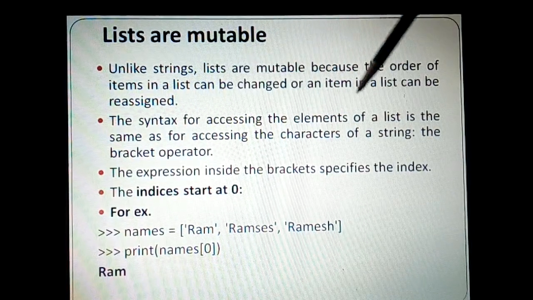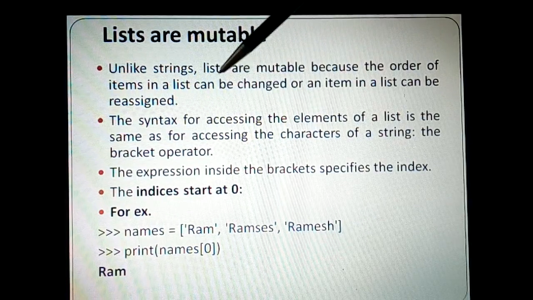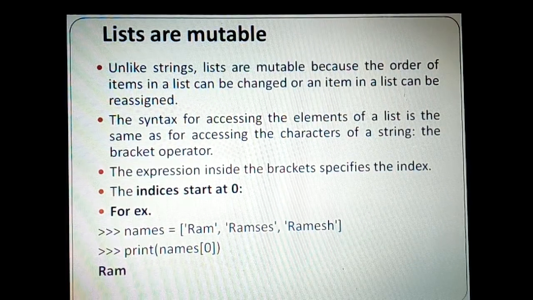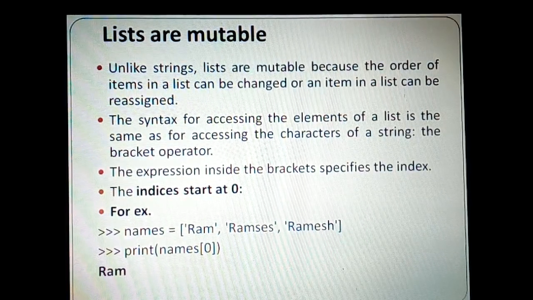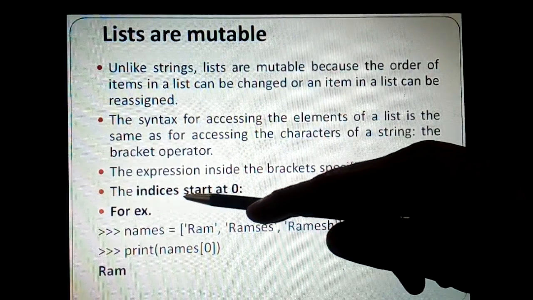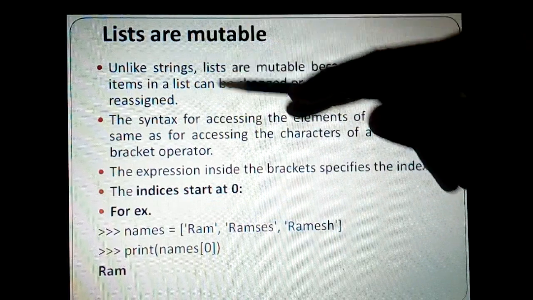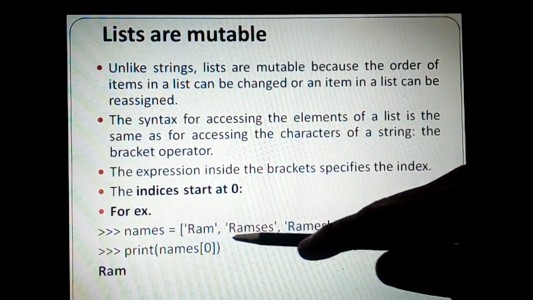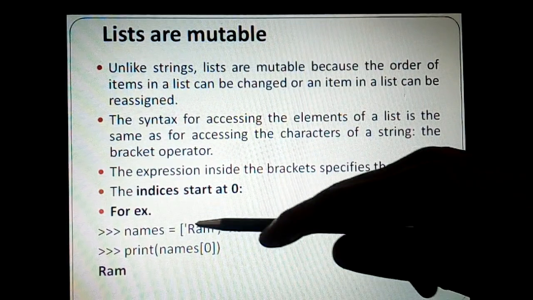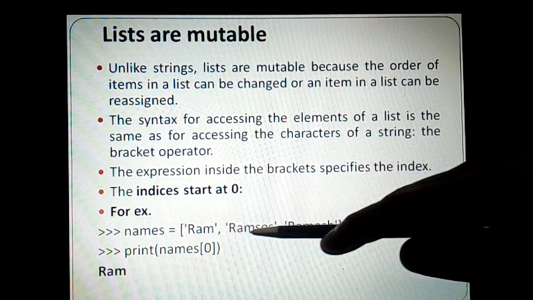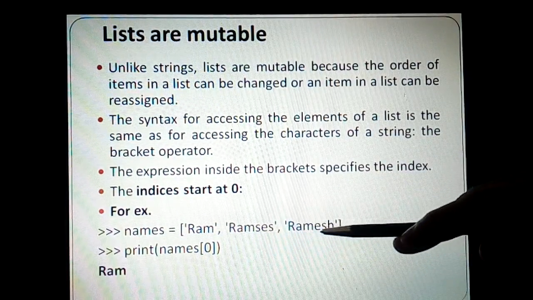The syntax for accessing the elements of a list is the same as for accessing the characters of a string. Of course the syntax will remain the same as what we had used in case of strings. And you should remember one more thing, that just like in C, arrays start with 0, list also starts with 0. So here I have a list, names equals to Ram, Rameses and Ramesh. It means that the very first item is at 0th index, and this is at 1, and this is at 2, and so on.